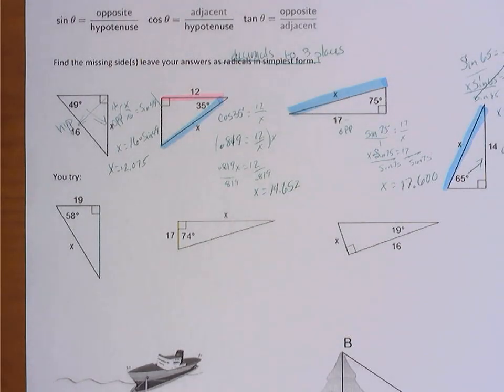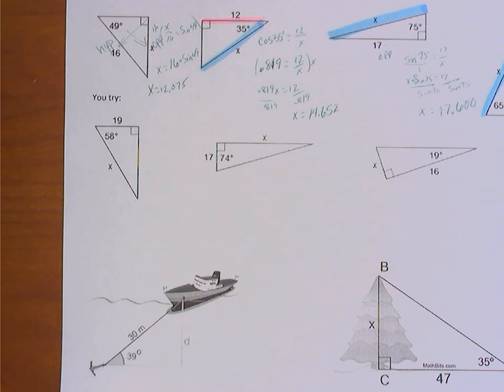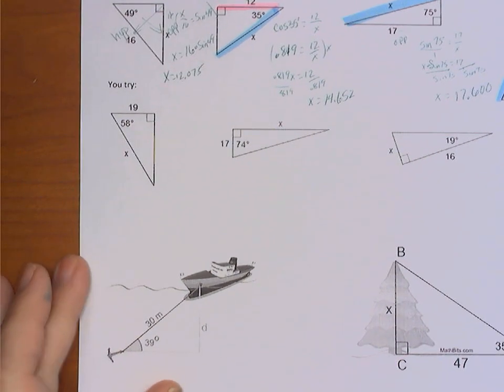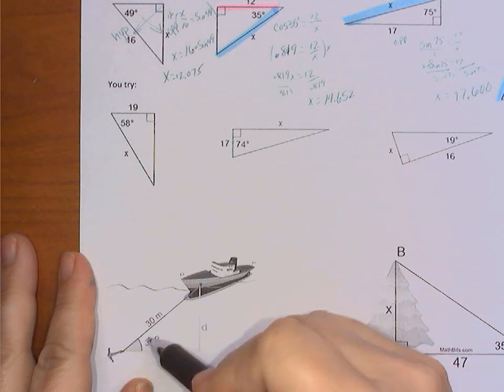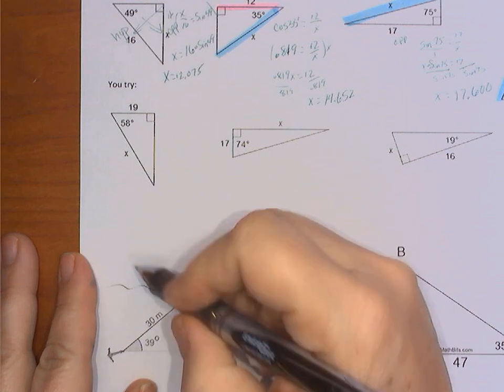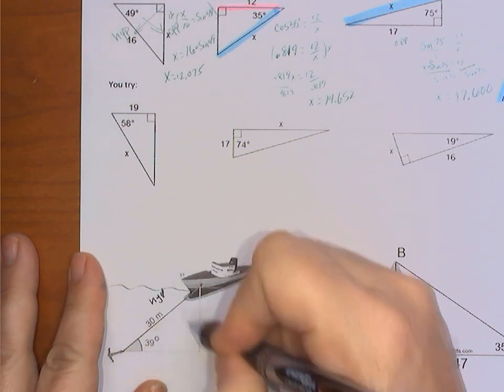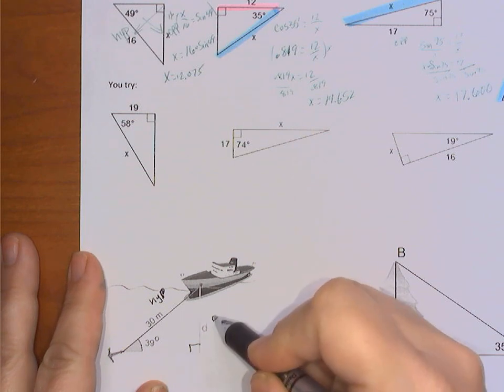Okay, so here are the word problems that would be related to this. So I have a boat. I want to know how far it is from the shore. So I'm going to use the trigonometric function associated with it. This is my hypotenuse because this is my right angle. And this is my opposite.